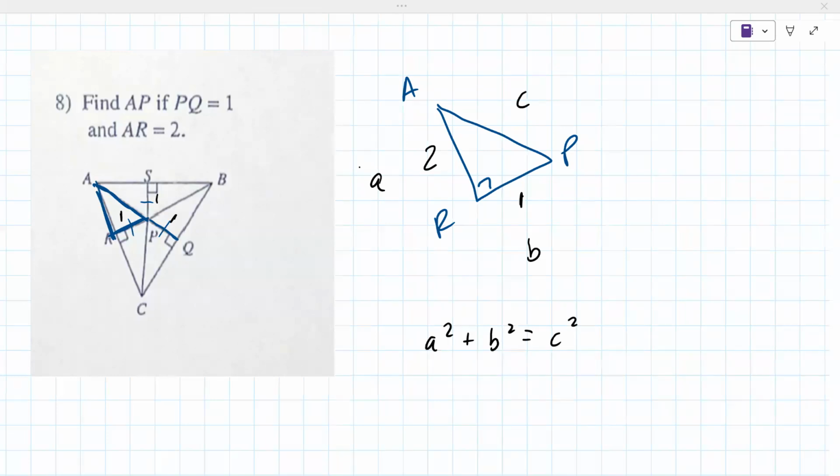So I got 4 plus 1 equals c squared. What would I do after that? So add them together. Okay, so 5. And then how do you undo the square? The square root. Square root, yeah.